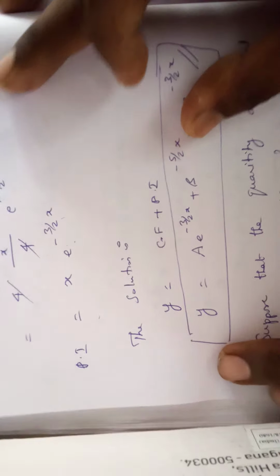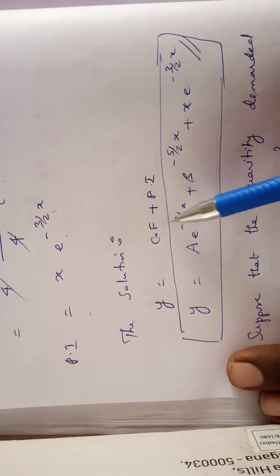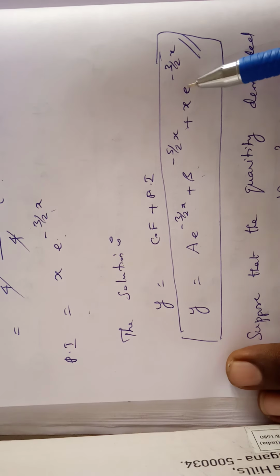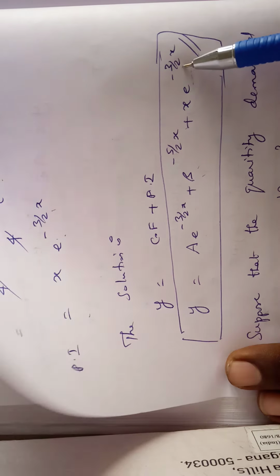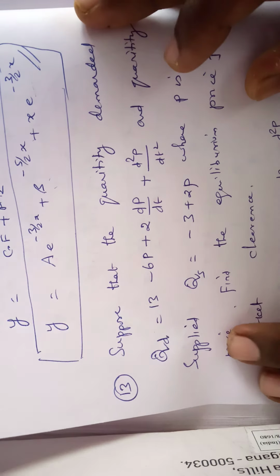So the solution of the differential equation is y equal to a e power minus 3 by 2 x plus b e power minus 5 by 2 x, plus the particular integral value, x into e power minus 3 by 2 x. Hence the problem. Again go to problem number 13.